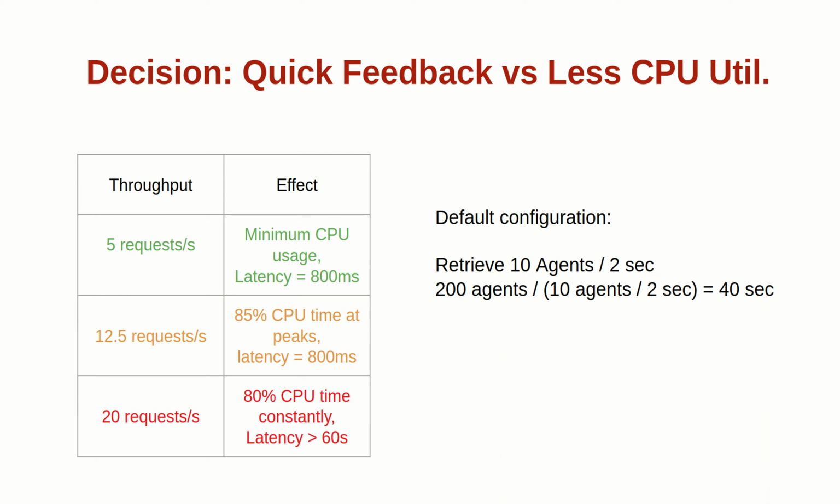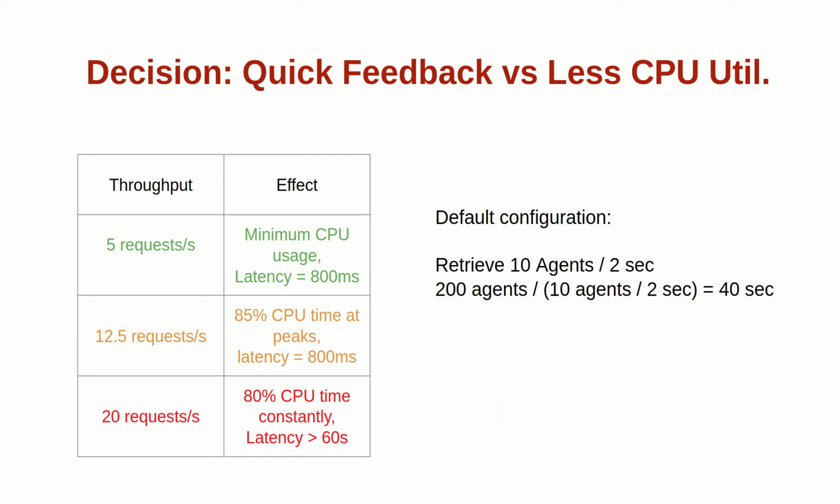pretty acceptable. And when the throughput reaches 12.5 requests per second, the latency remains the same, but we can see some spikes in the CPU usage. At peaks, the verifier takes 85% of CPU time on 6 vCPUs. And this peak will last around 5 seconds every 20 seconds. When the throughput is 20 requests per second or even higher, the backend services get overloaded by the visualization web app, real quick, and the latency even becomes higher than 1 minute.